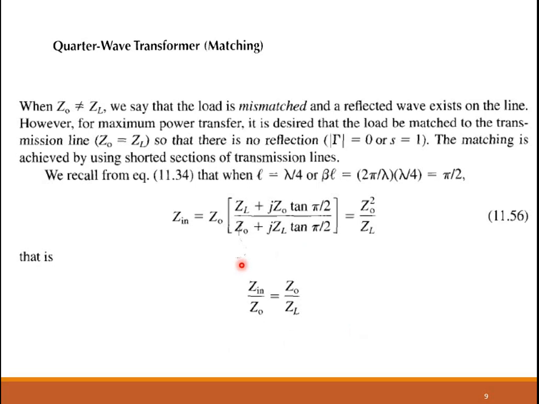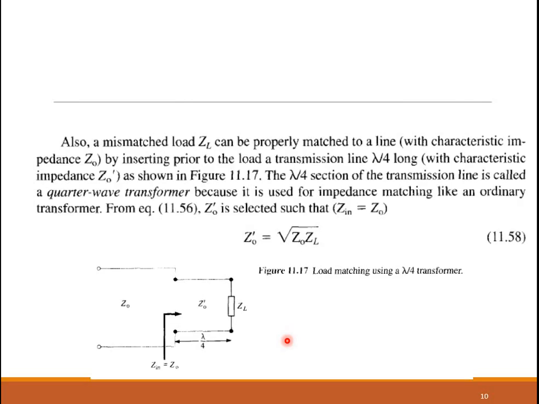Now what do we prefer? For impedance matching, Z0 should be equal to ZL, which also implies that the input impedance and the characteristic impedance of the transmission line should be the same. So what is the effect? What happens is, when I add this new section here, I'm going to choose Z0 dash.